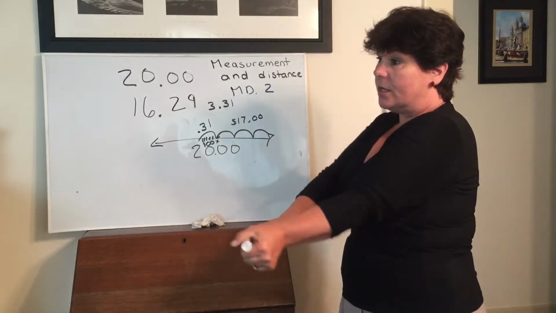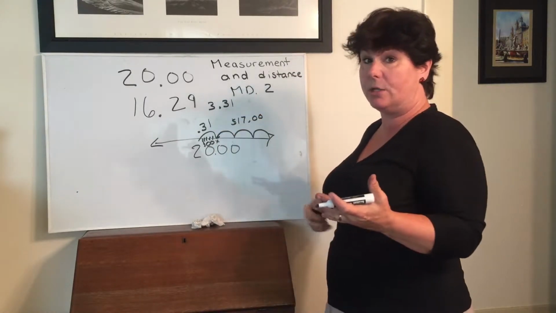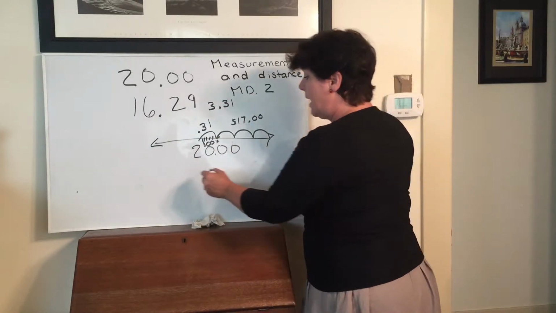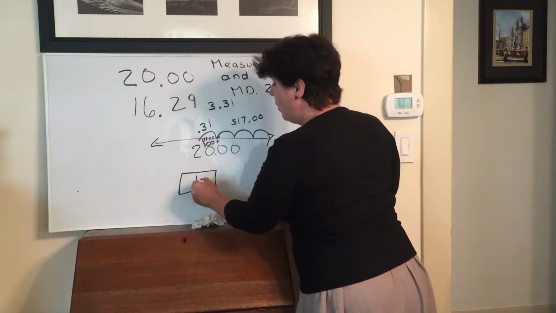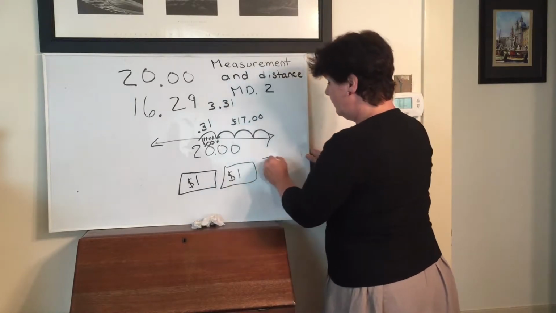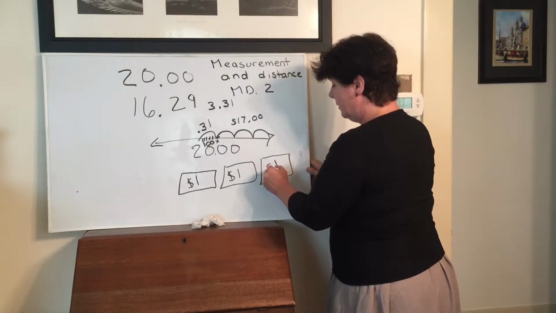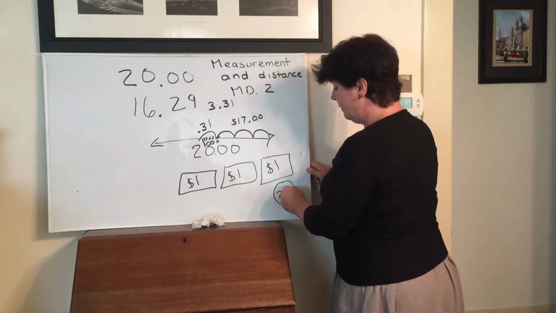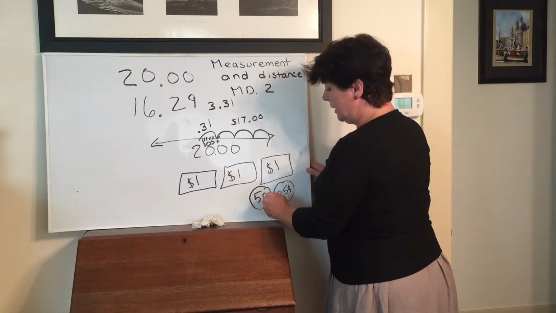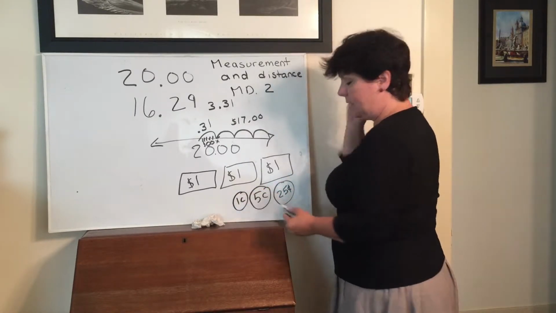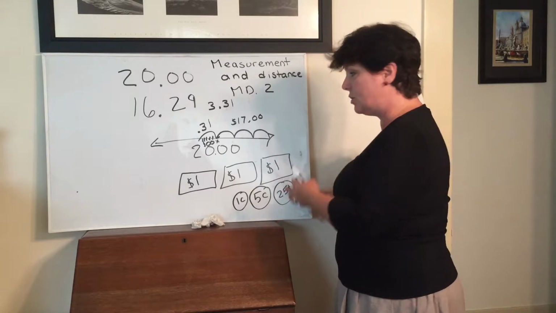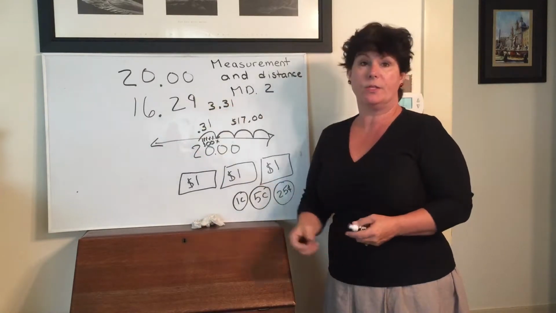Well, since there's no such thing as a $3 bill, but some kids might know there's such a thing as a $2 bill. If they don't, then I would accept 3 ones. And I would have them draw a picture of $1, $1, $1, and then a 25-cent piece, a 5-cent piece, and a 1-cent piece. And I would have them draw a picture of it. Again, super important that they understand conceptually before they go to computation.